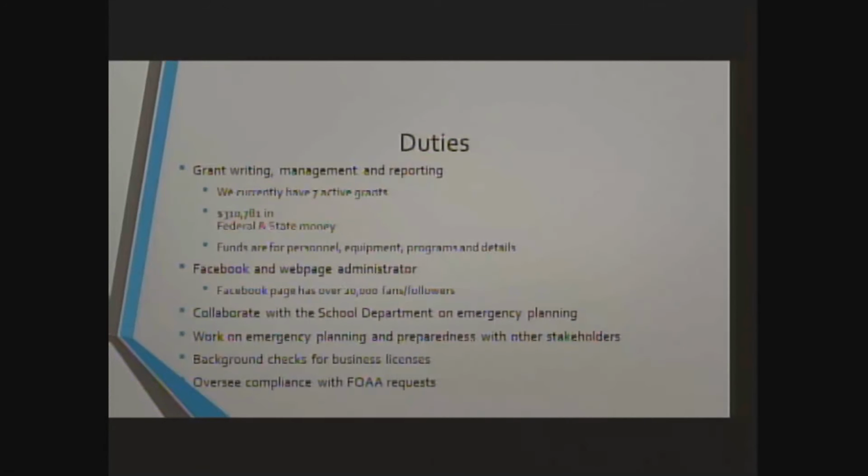I'm the department's Facebook and webpage administrator, and our Facebook page has over 20,000 fans currently. I collaborate with the school department on emergency planning, which I'll touch on in a little bit, and also work on emergency planning and preparedness with other stakeholders. I handle background checks for business license requests that come through the city and oversee compliance with the FOA requests that come to the police department.